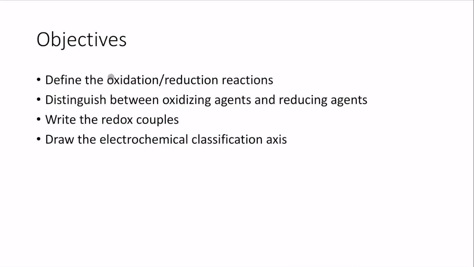So as a brief introduction, what are the main objectives of the video? You will be able, at the end of the video, to define what an oxidation reaction is and what a reduction reaction is. You will be able to distinguish between the oxidizing agents and the reducing agents, as well as write the redox couples and draw the electrochemical classification axis. In other words, you will be able to classify redox couples on the electrochemical classification axis. Hopefully, you will be able to do that.